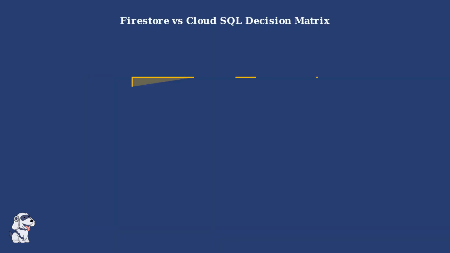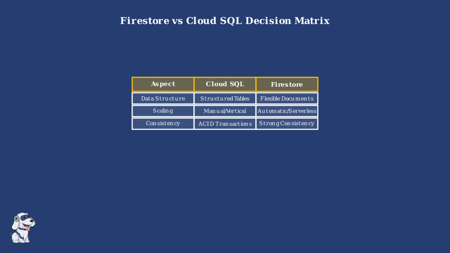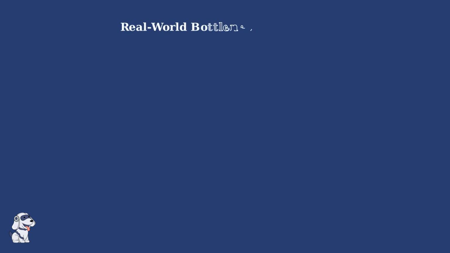When choosing between Cloud SQL and Firestore, consider your application requirements. Cloud SQL suits applications requiring complex relational queries and structured data. Firestore excels for real-time applications, rapid prototyping, and scenarios requiring automatic scaling with minimal operational overhead. Database bottlenecks are common challenges in production environments. Understanding how to identify, resolve, and prevent these issues is crucial for maintaining optimal application performance.